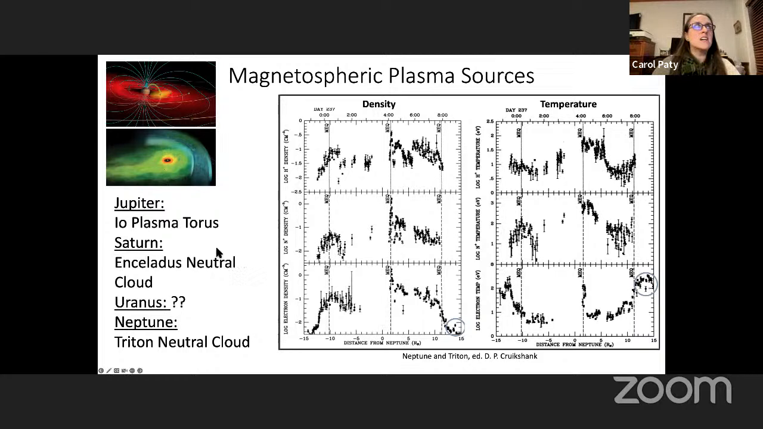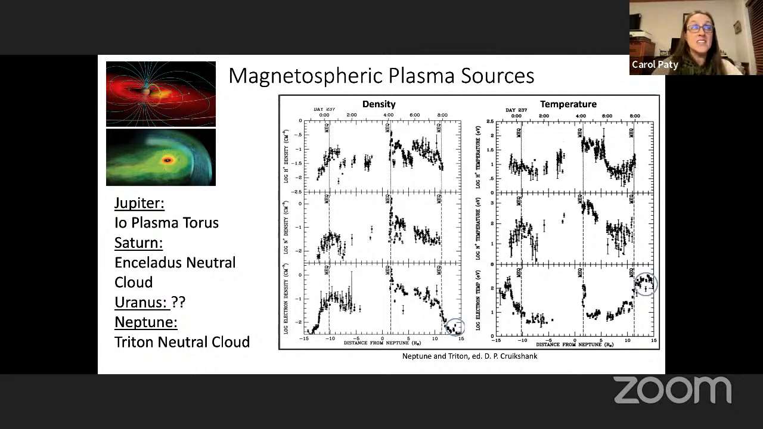And then we talk about Jupiter, which has the Io plasma torus, which is a ton per second of material being pumped into the magnetic field. Saturn has the rings and Enceladus's plumes, which also pump out on the order of 800 kilograms per second of material into the magnetosphere. So Saturn also has a strong interior mass source.